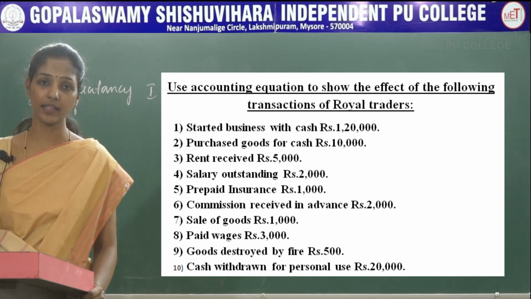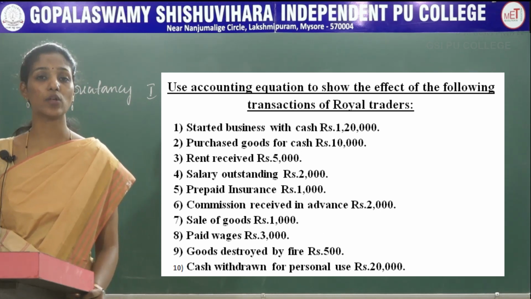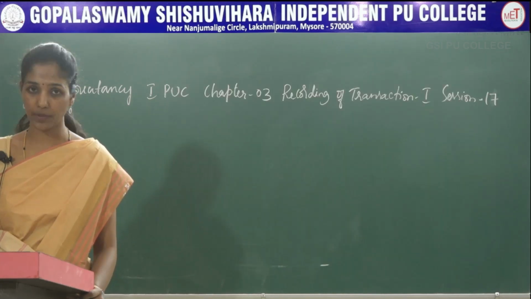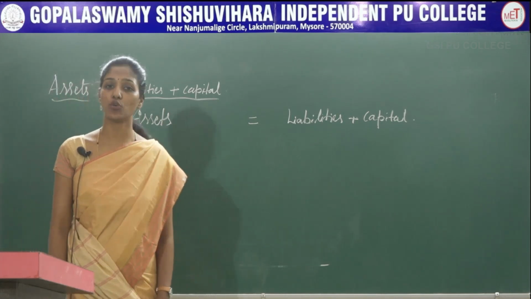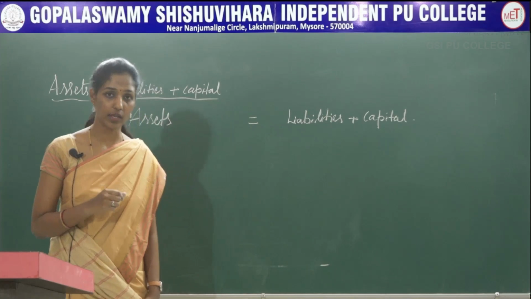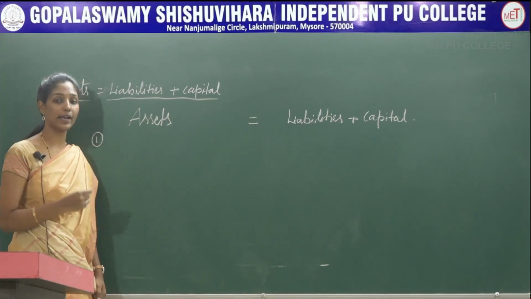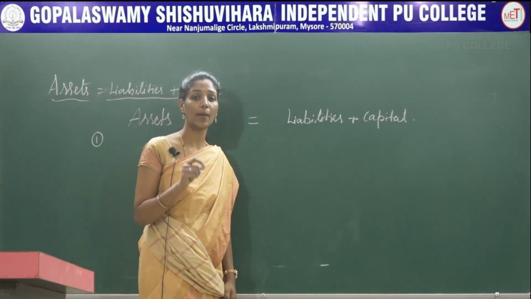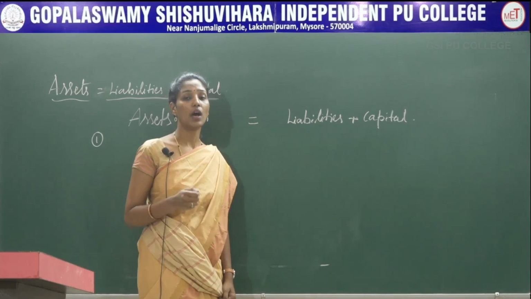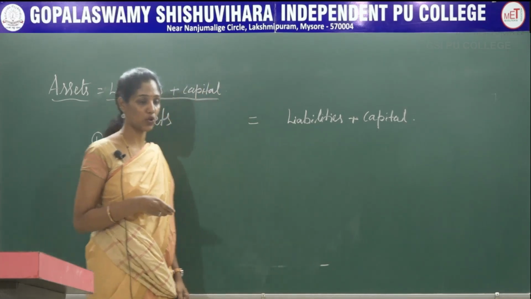Now let's get started. First write the accounting equation properly. Accounting equation is nothing but assets equals liabilities plus capital. So now what is the first transaction? Business started with cash rupees 1,20,000. This transaction affects cash on the asset side of the equation, and at the same time it also creates capital in the business. So now we have to record the capital amount on the other side of the equation.